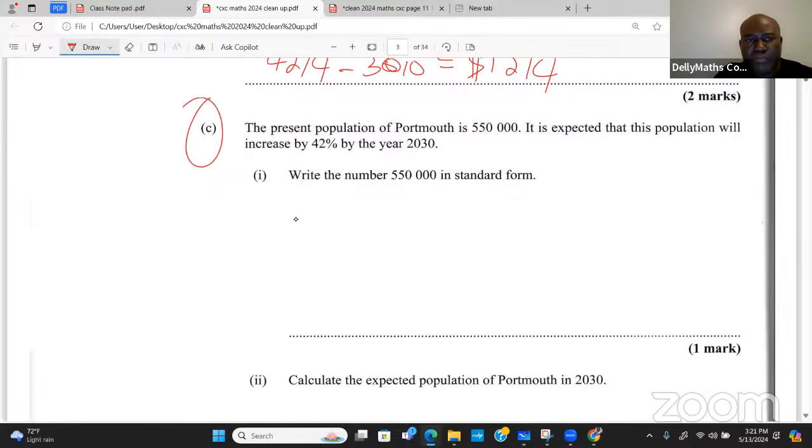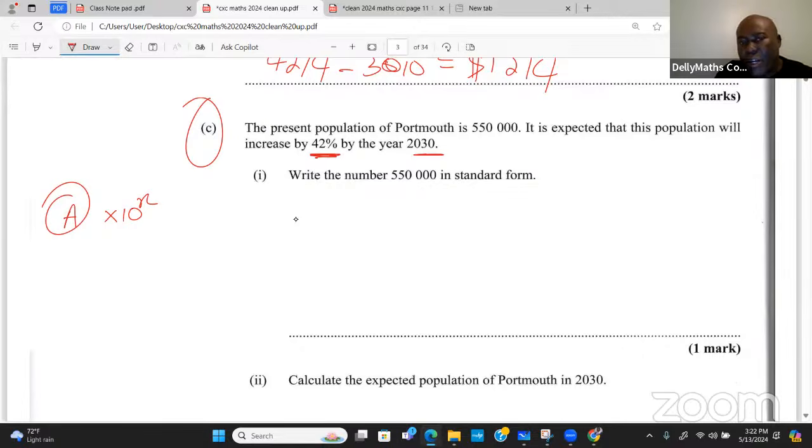Second question. So part 3, it says the present population of Portsmouth is 550,000. It is expected that this population will increase by 42% in 2030. Now, what they want us to do is to write this number here, 550,000, in standard form. Remember, standard form is written as a times 10 raised to the n, where a is a number less than 10 and greater than or equal to 1, and then n is an integer.